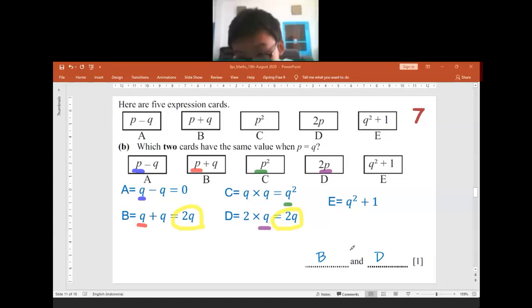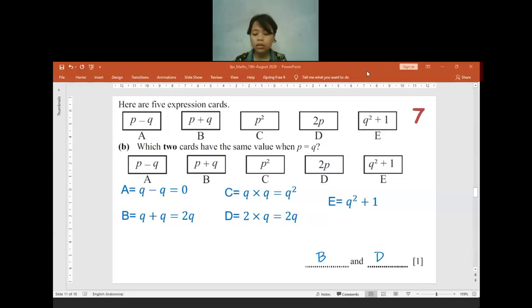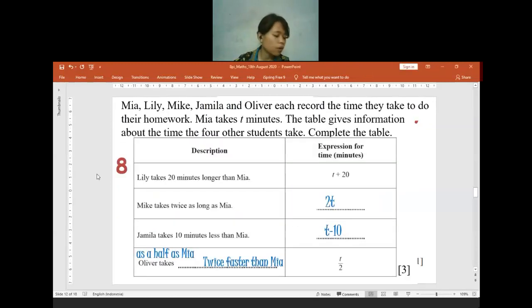No? Okay. If you have no question, I will move to question 8. For question 8 in here, there are some people, Mia, Lily, Mike, Jamila, and Oliver. They want to record the time that they take to do their homework.